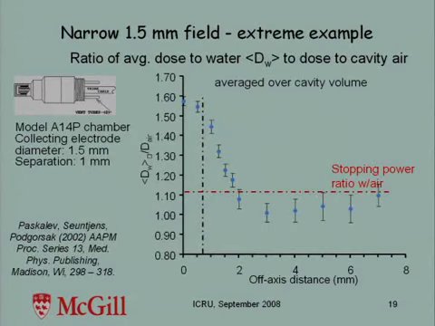This is an example, stopping power ratio for a very narrow field, an extreme example, admittedly, a fairly small chamber to measure this field, and what is shown here is the ratio of dose to water to dose to the air volume, and you see that this varies by about 60% between off-axis and in the field, and the stopping power ratio would predict none of this, obviously.